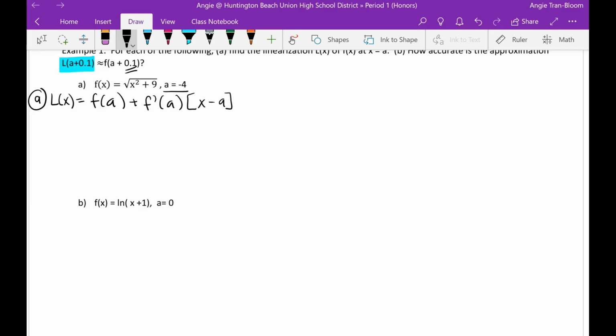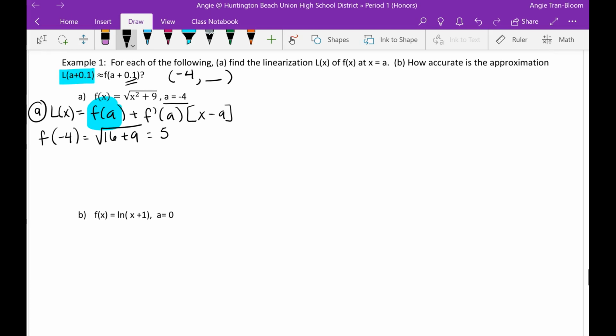So what I would need is f of a, which is the y value, right? So a is -4, I need to find f of a. So let's plug it in. f of -4 is the square root of -4 squared plus 9, which is the square root of 25, and the square root of 25 is 5. So your f of a is 5. So now I have the a value and f of a. So what I would need now is the f prime, f prime of a, so I need to find the derivative.